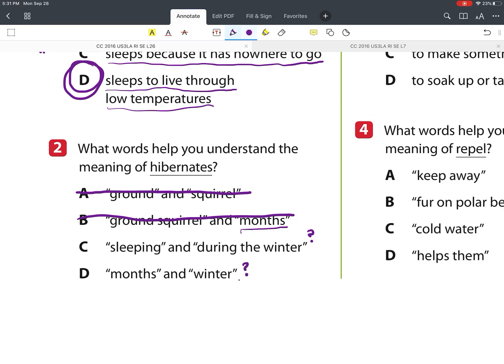They're trying to trick you here because all 4 of these words, I think, these phrases really do help you figure it out. They're so sneaky. They're sometimes trying to trick you. I think the best answer in this case would be sleeping, because we knew that it meant sleeping. It said it, and during the winter. And we figured out that it meant cold, during cold months. And we know that winter's a long time. So my answer would be C.